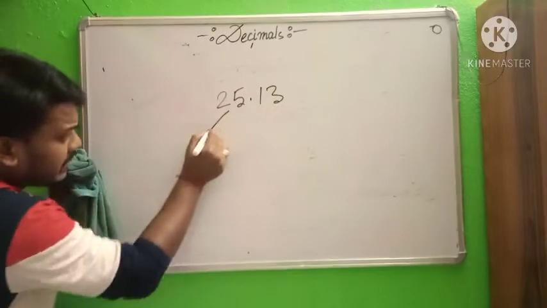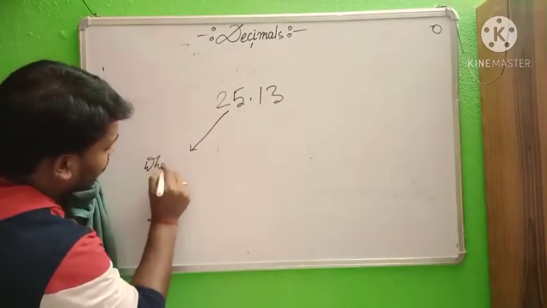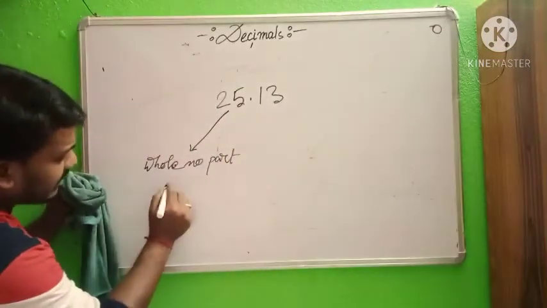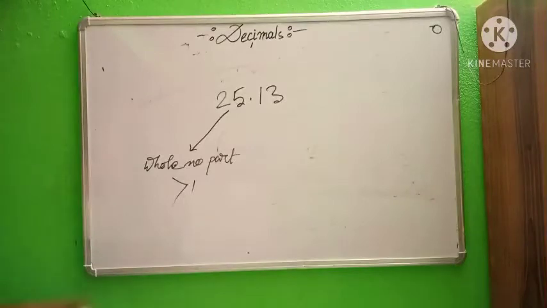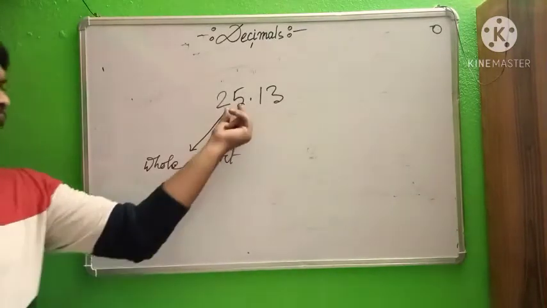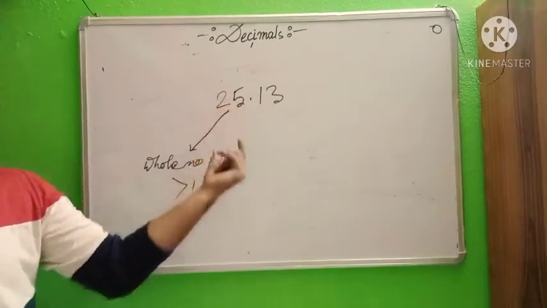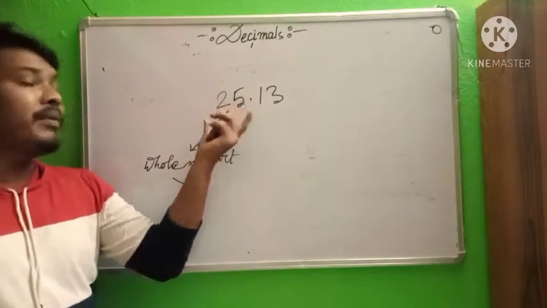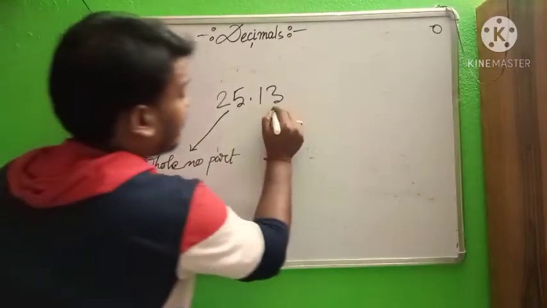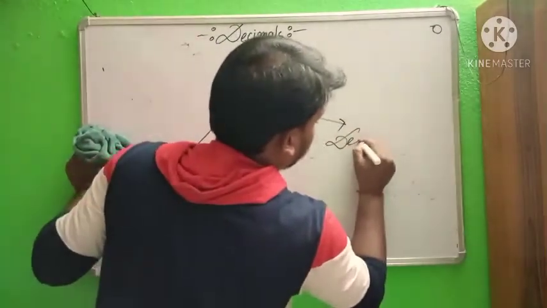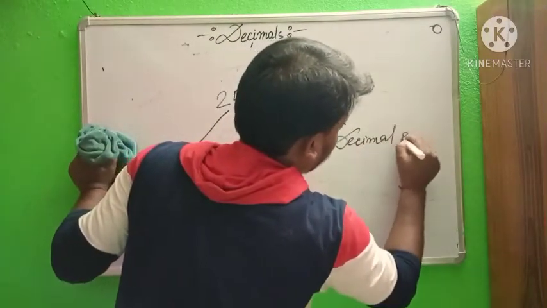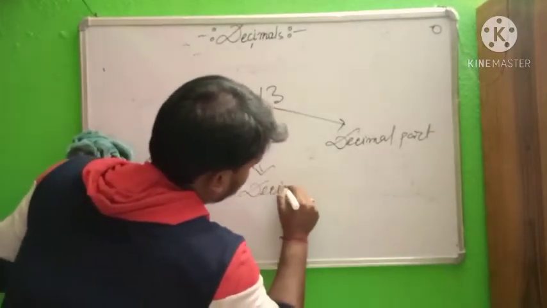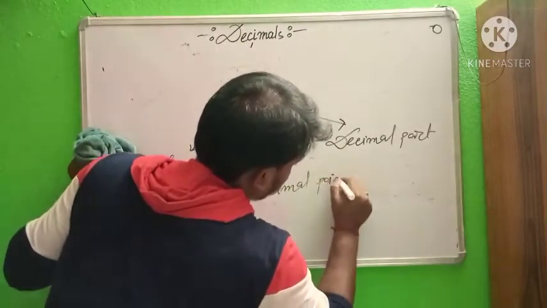25.30. So this part is called the whole number part. Okay, and the whole number part is greater than or equal to 1. When 0 is there, then there is no whole number part because 0 is given. But if 0 is not given, then the whole number part is always greater than 1, and this is called the decimal part. Decimal part. And the point is called the decimal point.